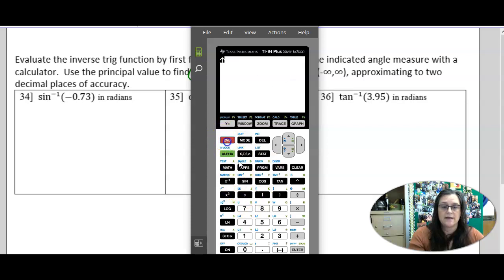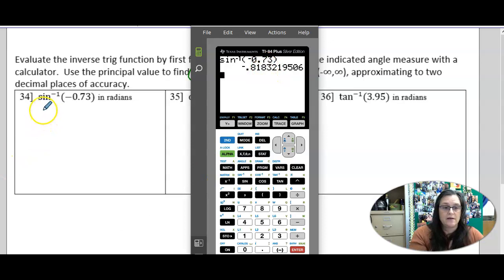And then second sine is the arc sine, and negative 0.73 is going to give us the principal value. Remember, the calculator can only see the principal value. That's where the inverse passes the vertical line test. For sine's inverse graph, that principal value is from quadrant 4.